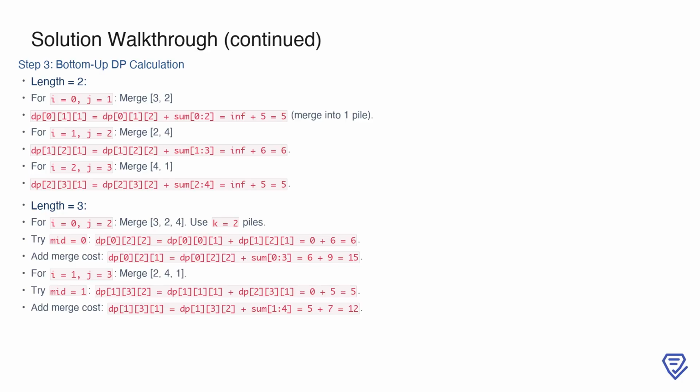Moving to subarrays of length 3, for i equals 0, j equals 2, merging 3, 2, 4 into two piles can be split at mid equals 0, resulting in dp[0][2][2] equals dp[0][0][1] plus dp[1][2][1] equals 0 plus 6 equals 6. Adding the merge cost gives dp[0][2][1] equals 6 plus 9 equals 15. Similarly, for i equals 1, j equals 3, merging 2, 4, 1 with k equals 2 piles and splitting at mid equals 1, we get dp[1][3][2] equals 0 plus 5 equals 5. Adding the merge cost results in dp[1][3][1] equals 5 plus 7 equals 12.